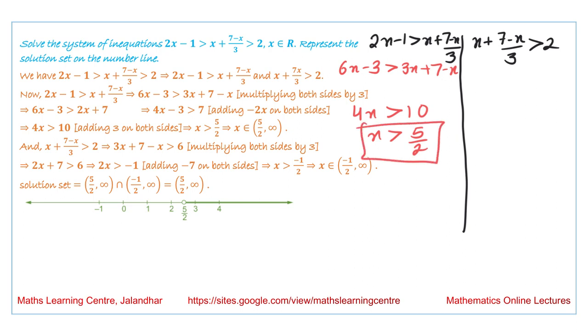On solving the second part, we obtain 3x plus 7 minus x is greater than 6. We are multiplying the whole inequality by 3. It is positive, so the sign will remain the same.